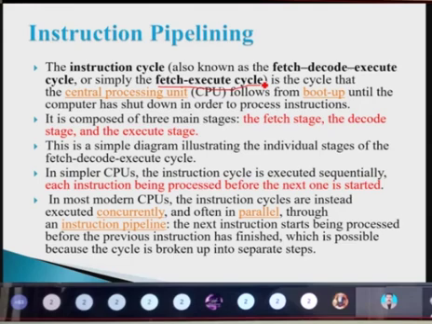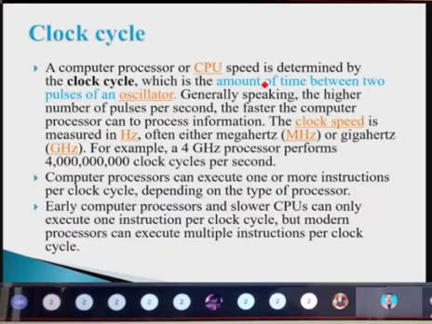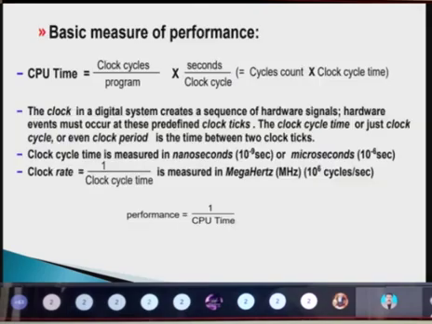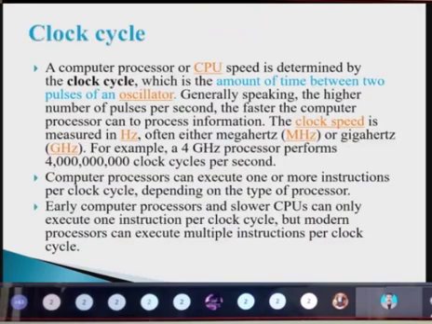So in most modern CPUs, the instruction cycles are instead executed concurrently and often in parallel through one instruction cycle. Okay, so this is about what instructions are executed in a parallel manner. So next is the clock cycle.